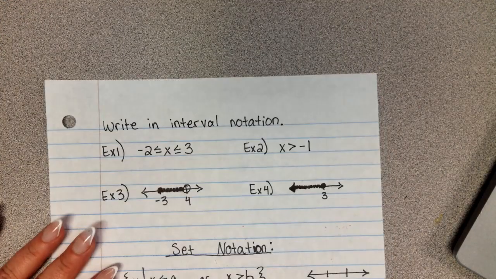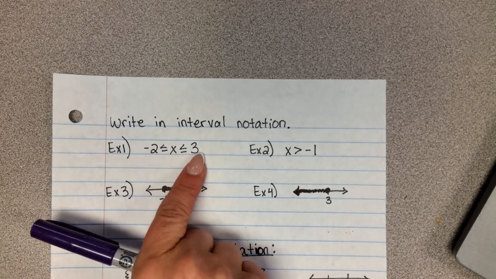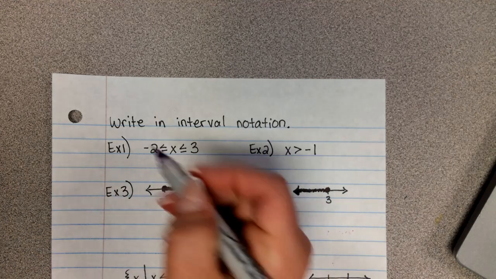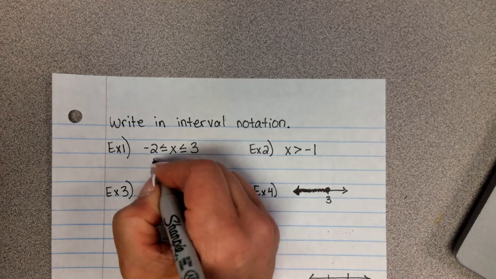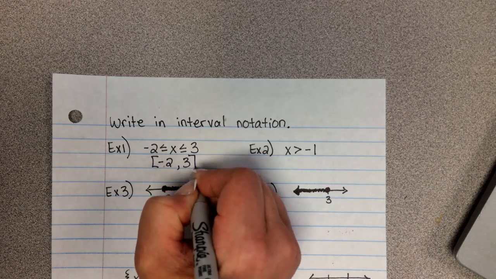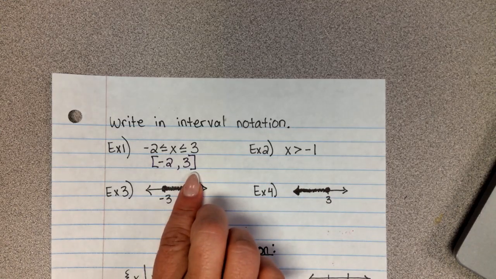Okay, let's do some practice with this. So let's write this in interval notation. So I have -2 to 3. So -2 is less than or equal to x is less than or equal to 3, and I want to include -2 and 3. So I want the interval -2 to 3, and I want to be sure to include -2 and +3. So I gave them brackets.